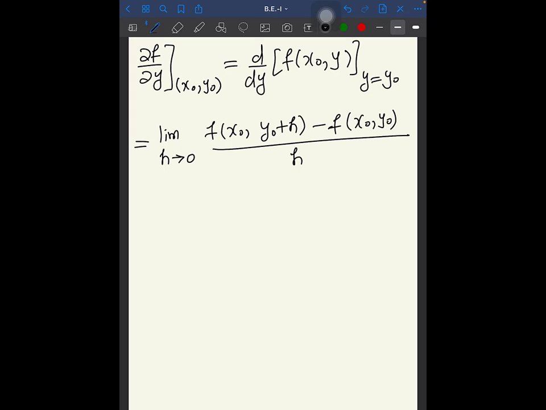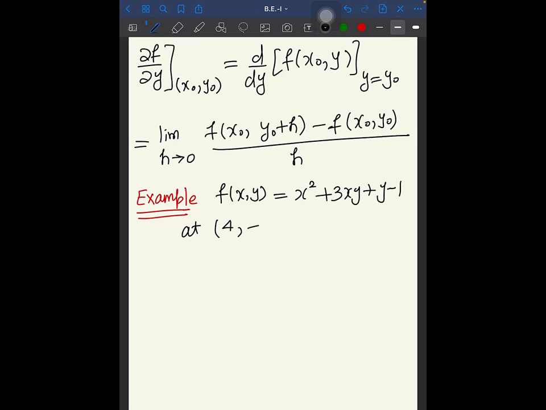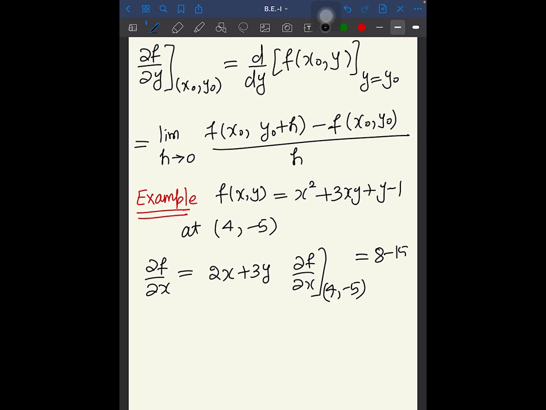So we'll do one more example and then we'll conclude the lecture. So the example is, find the partial derivative of this f with respect to x and with respect to y at point (4, -5). So taking curly f upon curly x, which is equal to, of course, 2x plus 3y. So if you put the point (4, -5) in this, you will get 8 minus 15, which is minus 7.